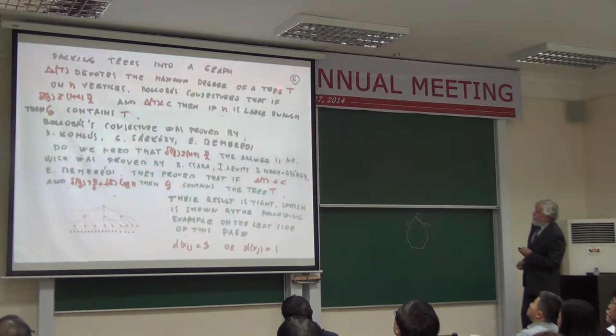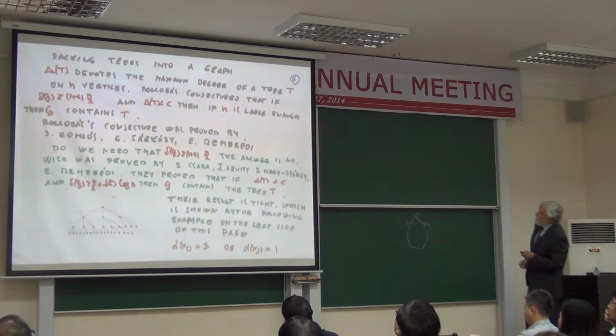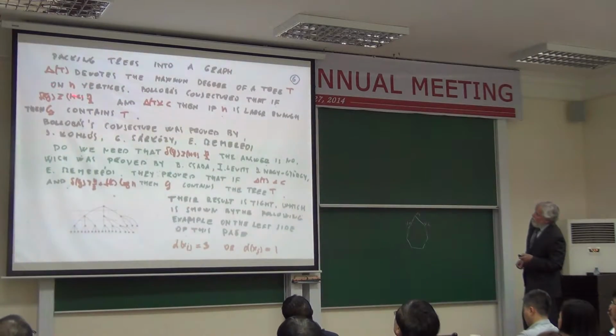And now definitions, very fast. We have a tree T, and then Δ(T) is the maximum degree, as opposed to the minimum degree. No other notations we need.